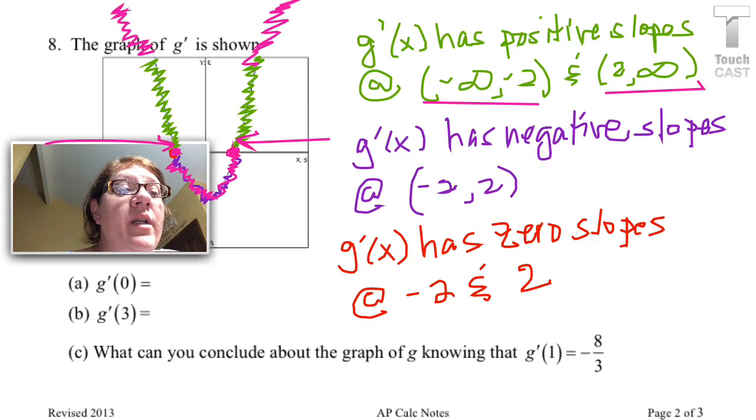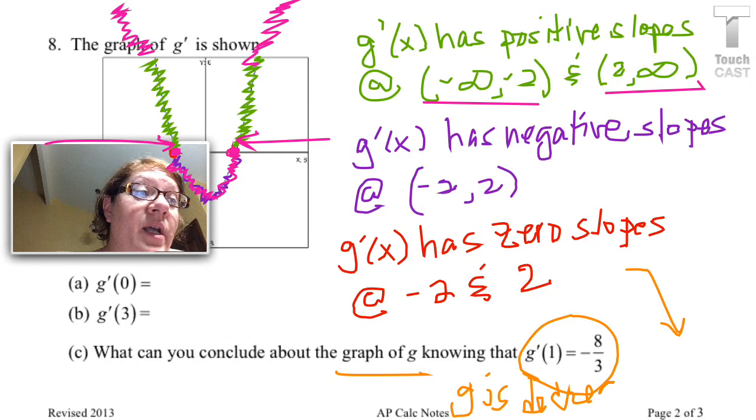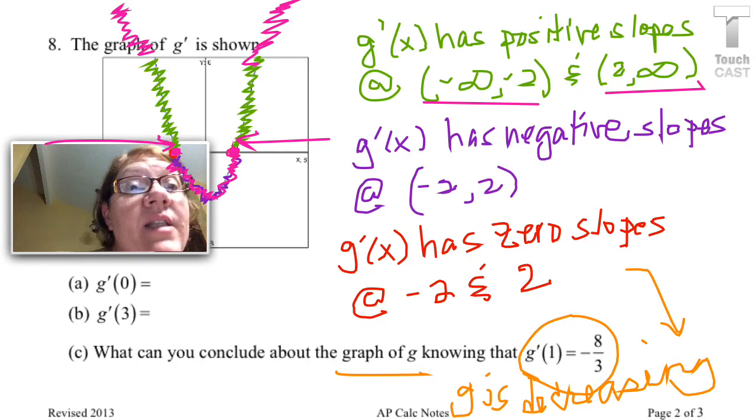So for this first one, if I know that g prime is -8/3, remember this is a slope. So what do I know about the original graph? If the slope is negative, well, the slope would be negative when it's going down, right? So I'd have to know that g is decreasing or going down. Decreasing is the fancy word.